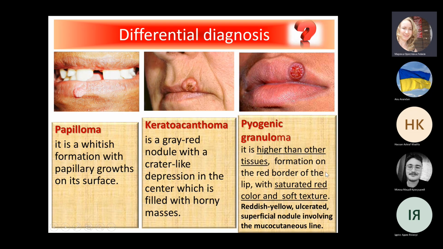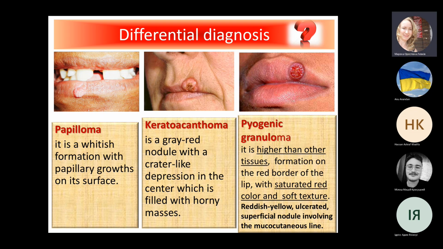It should be differentiated from papilloma, keratoacanthoma, and pyogenic granuloma. Papilloma is a whitish formation with papillary growth on its surface. It has different localization, not only on the lips. It can be on the alveolar ridge, tongue, anywhere in the oral cavity. Keratoacanthoma is a gray-red nodule with a crater-like depression in the center, which is filled with horny masses. A keratoacanthoma can develop not only on the lip, but on any mucosa that is subjected to sun. It can be the mucosa of the eyes as well.